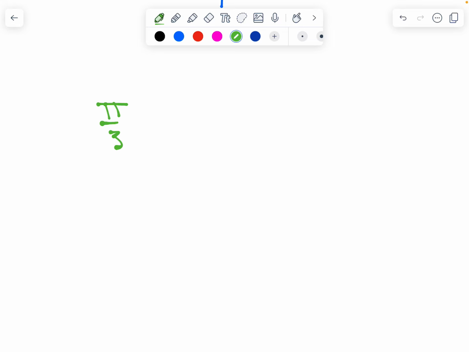So we have pi thirds plus 2 pi. Let's get a common denominator. Here, the denominator is 3. Here, the denominator is 1. So let's make that common denominator 3. So pi thirds plus, multiply the top, 6 pi thirds, right?